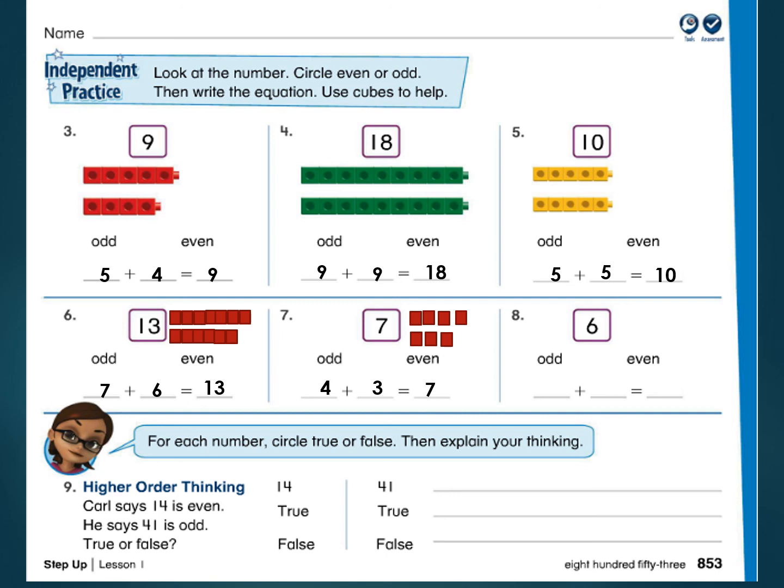Number 6. Is number 6 an even or odd number? 6 is an even number. Now let's draw to know the equation. 1, 2, 3, 4, 5, 6. So the equation is 3 plus 3 equals 6. Great job.